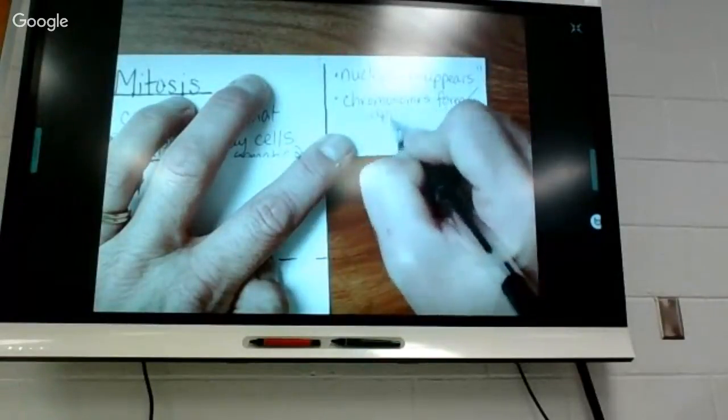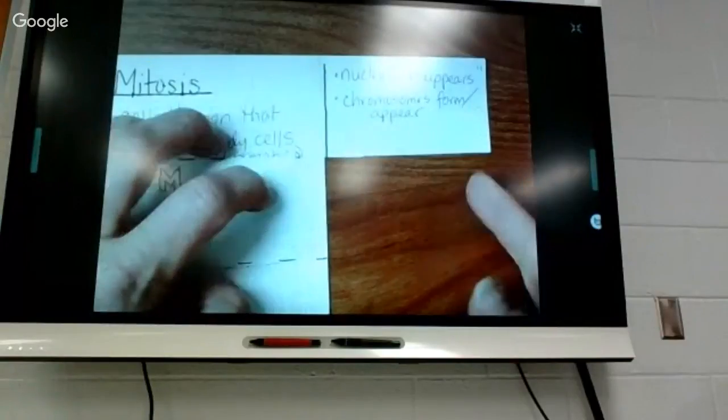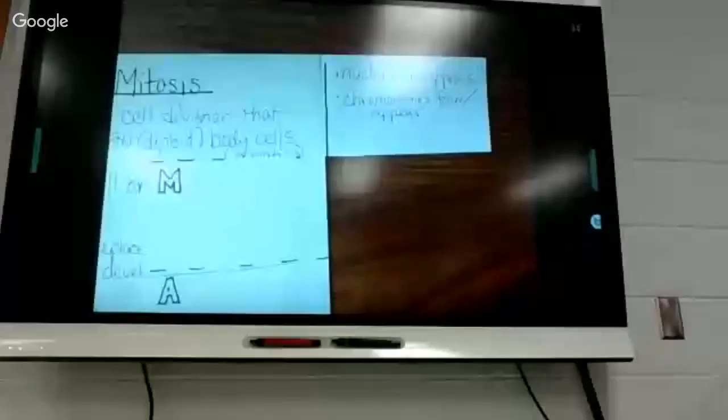Form, or appear, because it was chromatin, and now it's wrapped around the histones and forms these nice little X's. So chromosomes form, or appear. And that's where we're going to draw them. Now, why do I want to draw them in 2 different colors?